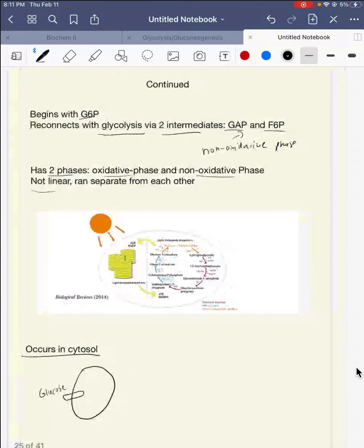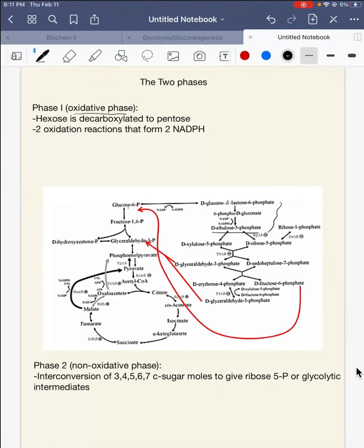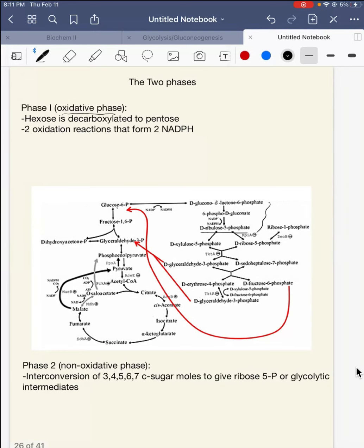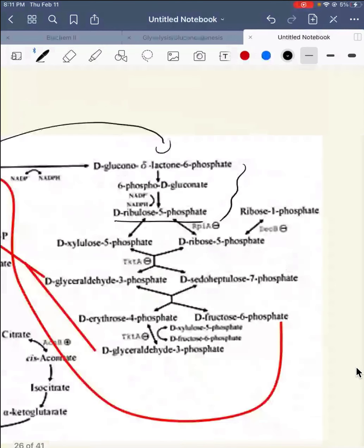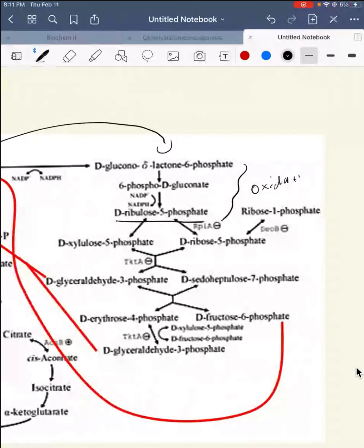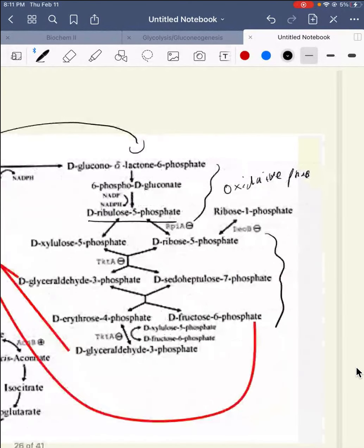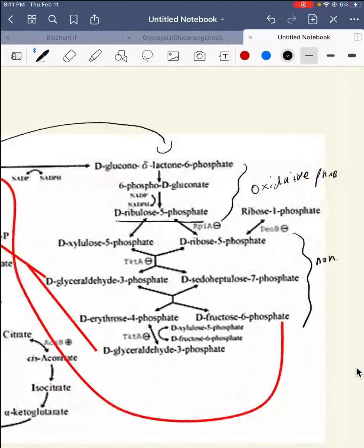Okay, so the two phases. Phase one is not really phase one, but the oxidative phase is the phase that occurs most closely to glucose 6 phosphate. So glucose 6 phosphate comes here. It's converted to a bunch of things, and this is called the oxidative phase. Then we make ribulose 5 phosphate, the oxidative phase stops right there, and everything down here would be considered the non-oxidative phase.